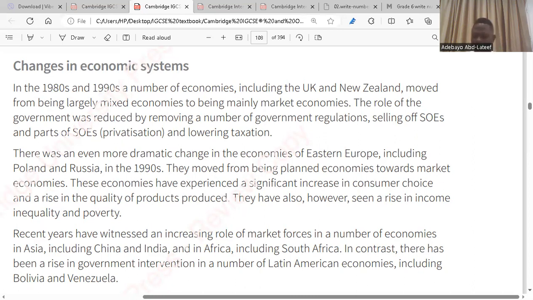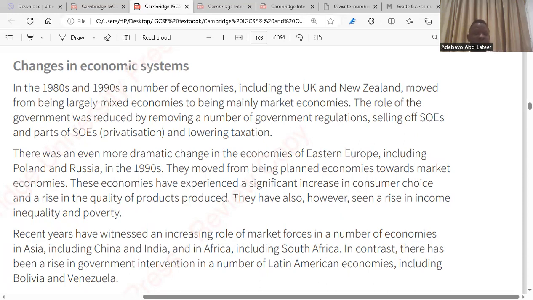So what happens with these countries? These countries were largely dependent on government, but it changed after the Industrial Revolution, that is, in the 90s. So now firms started coming up. Those things that were being produced by government started being produced by individuals and private firms.